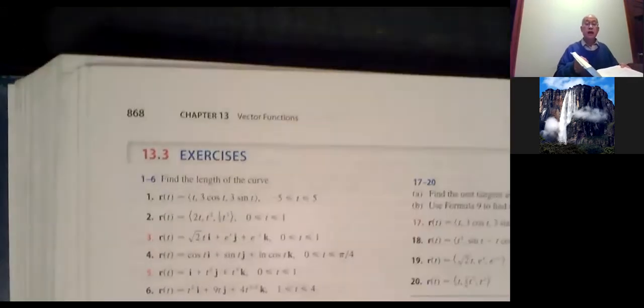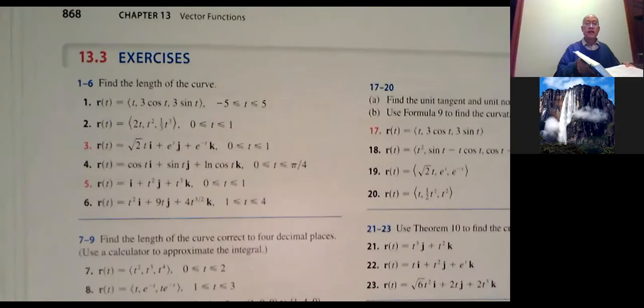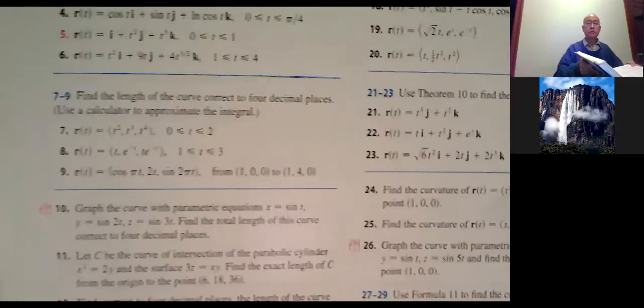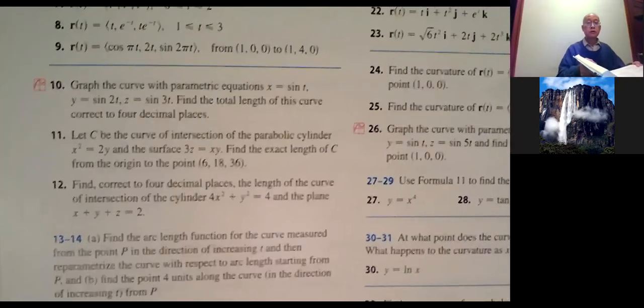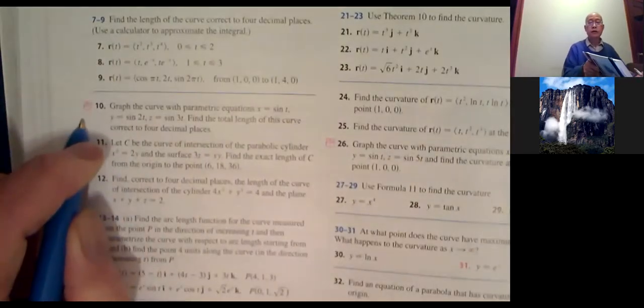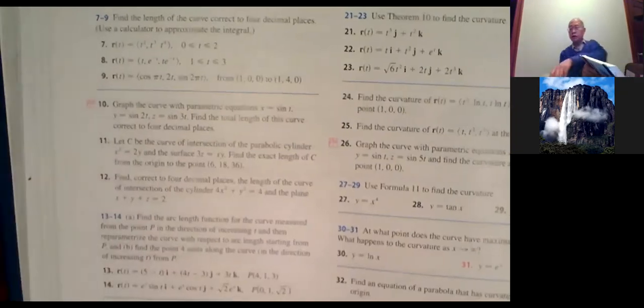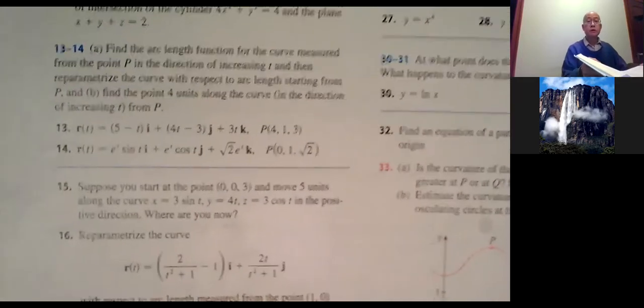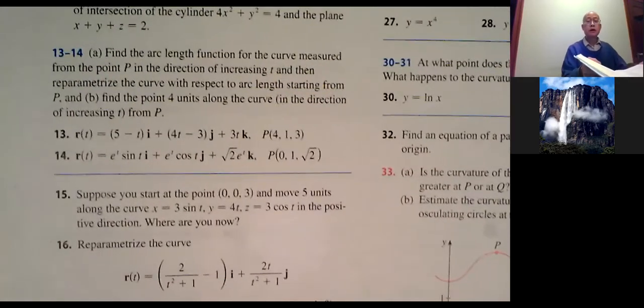Okay, so this is page 868. Find the length of the curve. So I do the formula for arc length. And anytime you see the graphing calculator icon, you don't have to do that. That requires a graphing calculator. I'm not making you guys have a graphing calculator, so don't worry about that. Yeah, arc length.